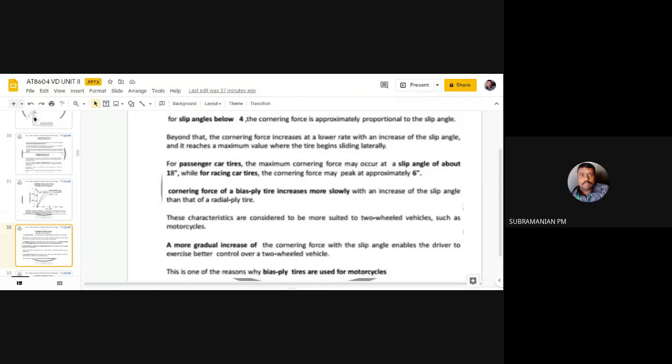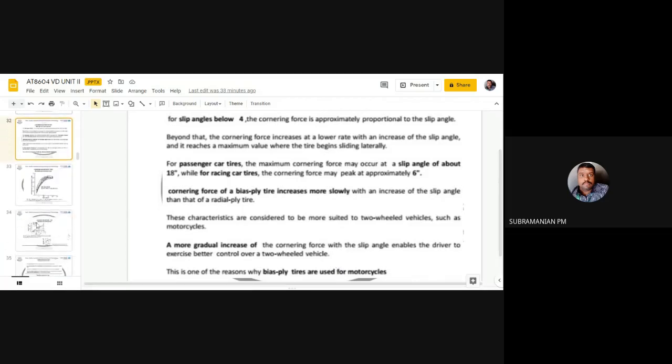So you have to study about that. When you are going to fit a radial ply tire, you have to understand what the drawbacks are, and when you are going to put a bias ply, how the drawbacks are going to be overcome. Based on experimental study, bias ply is preferred because a two-wheeler requires a gradual increase in cornering force. Then only will we have better control. Otherwise, you'll be losing control and falling on the ground, or other negative factors will come into the picture. So remember this fact: bias ply tires are used for motorcycles.